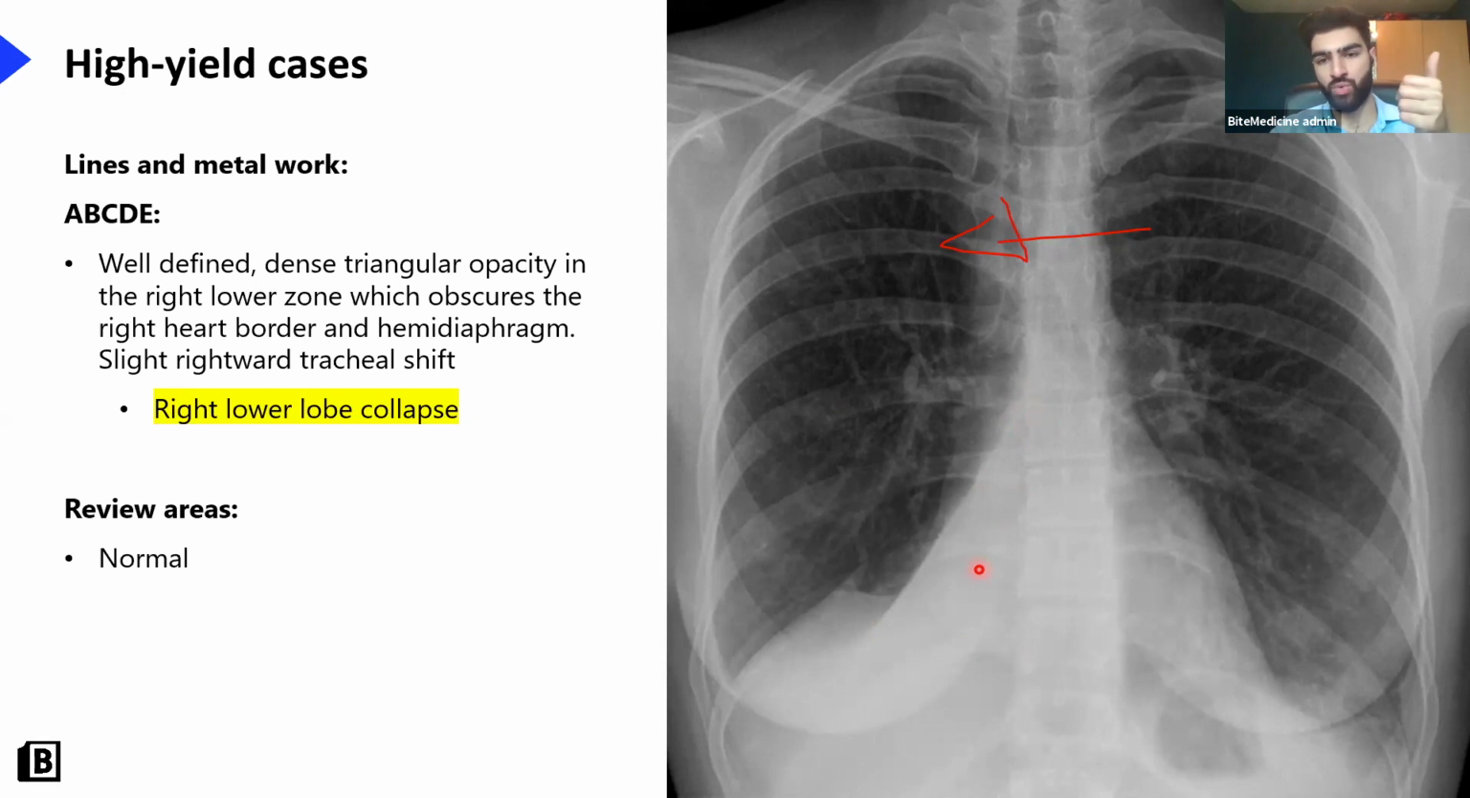So number one, this is really well defined. Number two, this is dense. And number three, in consolidation, you have air bronchograms. And quite correct, someone said the trachea shouldn't move if you have consolidation. So this is more in keeping with collapse. You need to put everything together. But the classic features that differentiate this from consolidation: well-defined, very dense, and no air bronchograms. I'll show you what air bronchograms are later.